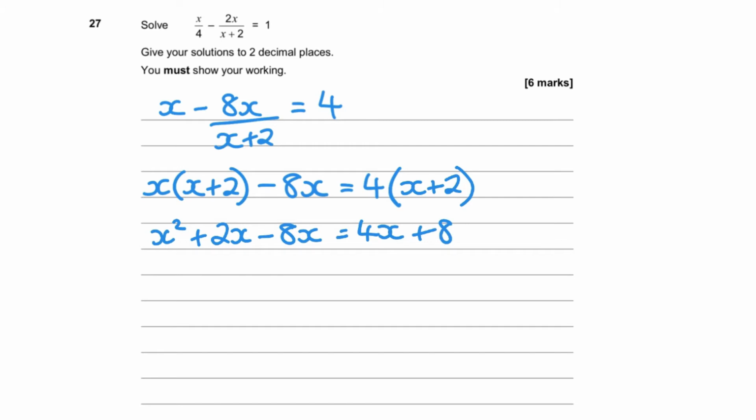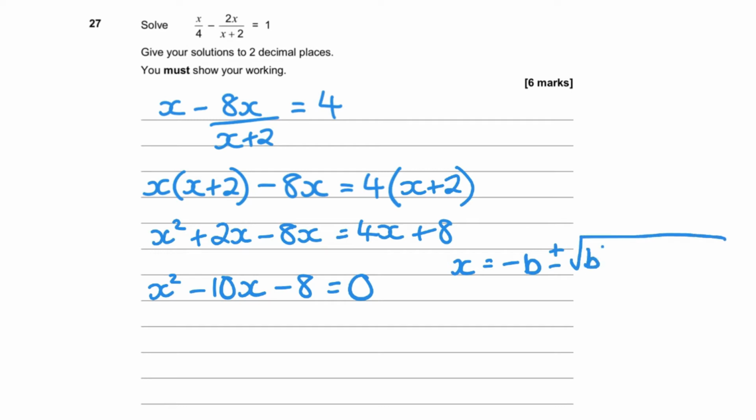So now we can gather up our like terms. So we've got x squared and then plus 2x minus 8x and then minus 4x on the other side gives us minus 10x, and then minus 8 from both sides is equal to 0. So now we can use our quadratic formula. We've got 1 as our value for a, minus 10 as our value for b, and minus 8 as our value for c. So our equation is x equals minus b plus or minus the square root of b squared minus 4ac, divided by 2a.